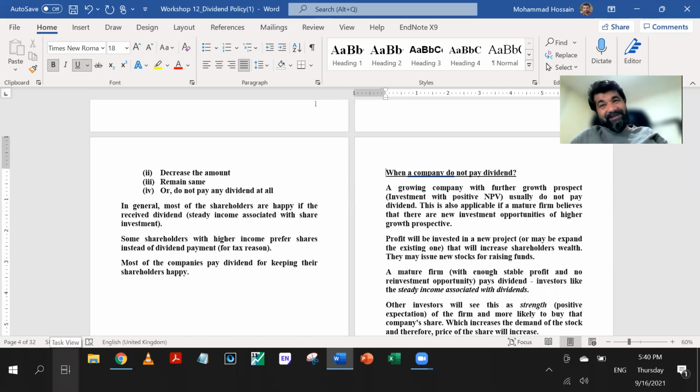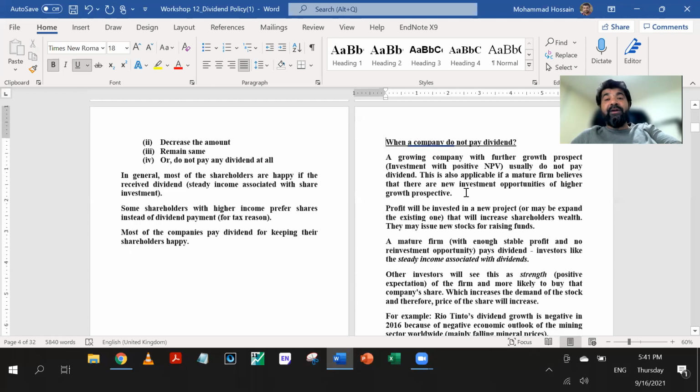That's why sometimes you hear about split shares and bonus shares. We'll talk about it very soon, that they can make the payment in various forms. Not necessarily will it always have to be a cash payment or cash dividend. Most companies pay dividends to keep their shareholders happy.